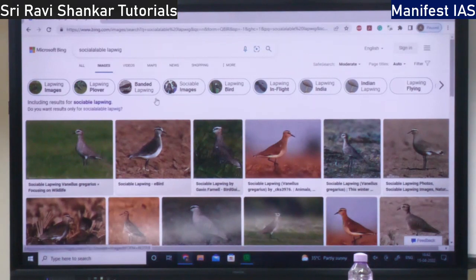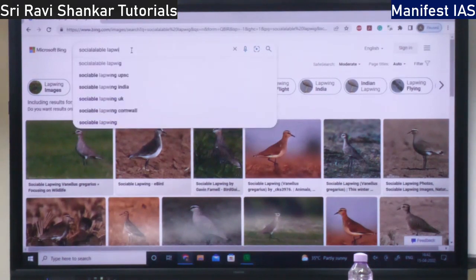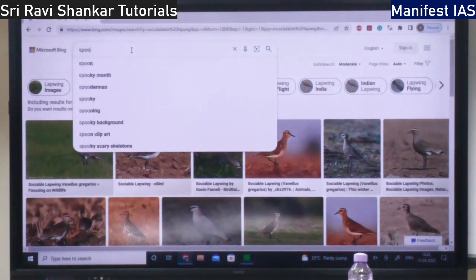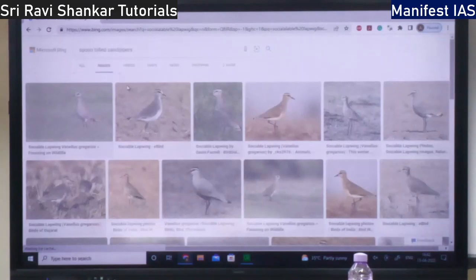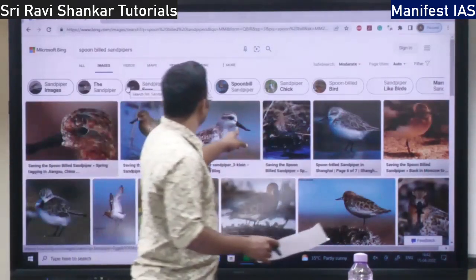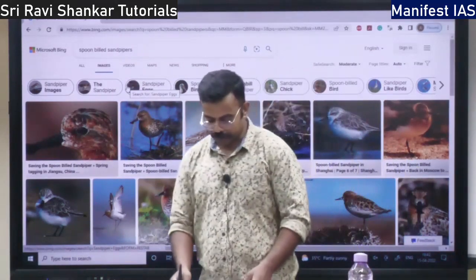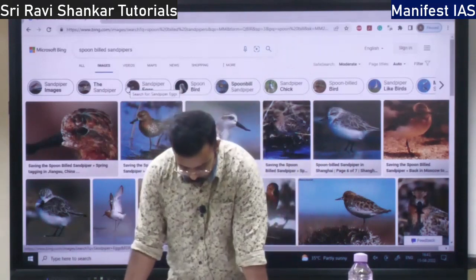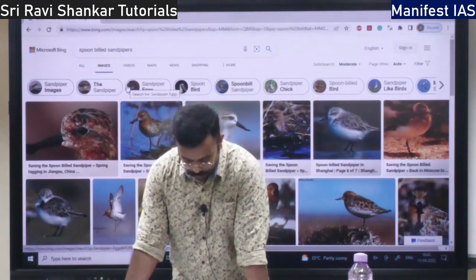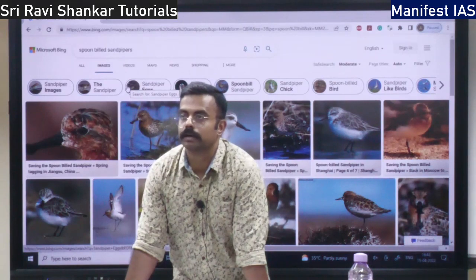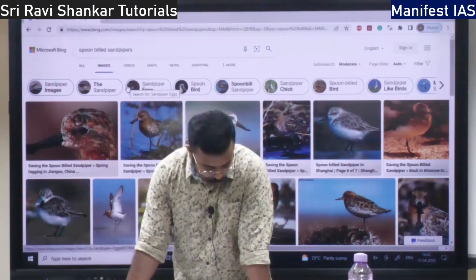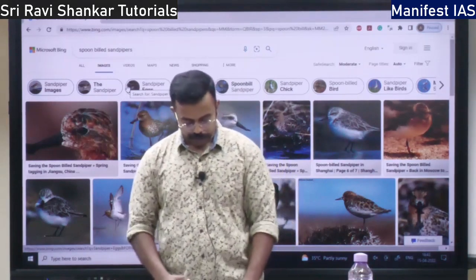Then you have the spoon-billed sandpiper. That is also critically endangered. Last bird, spoon-billed sandpiper. Then Siberian crane. You know Siberian crane. So this is a spoon-billed sandpiper. This is also a critically endangered bird. Last one is the Siberian crane. So you will find the Siberian crane in the Keoladeo National Park. Where is Keoladeo National Park? Rajasthan.